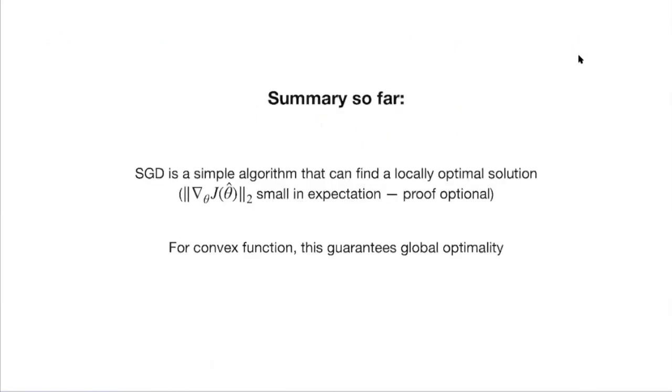Okay, so just a quick summary so far. We talked about stochastic gradient descent for general non-convex optimization. It's a very simple algorithm that can find a local optimal solution in the sense that you find a solution where the norm of the gradient is small, in expectation. The reason that we're talking everything in expectation is because this is a randomized algorithm. Every round you're taking a random gradient. It's just that the gradient is an unbiased estimate of the true gradient.